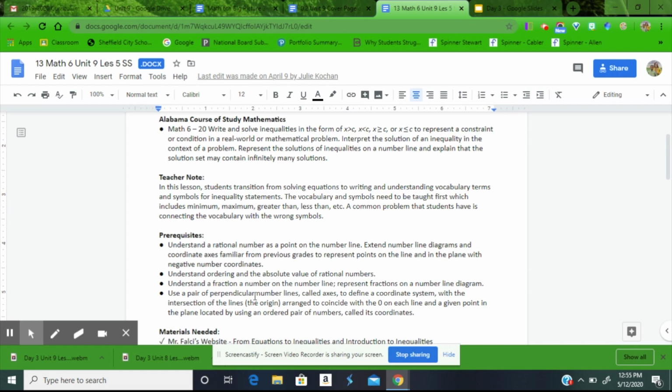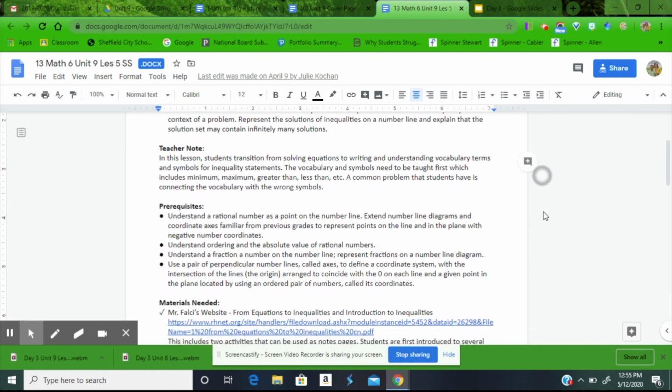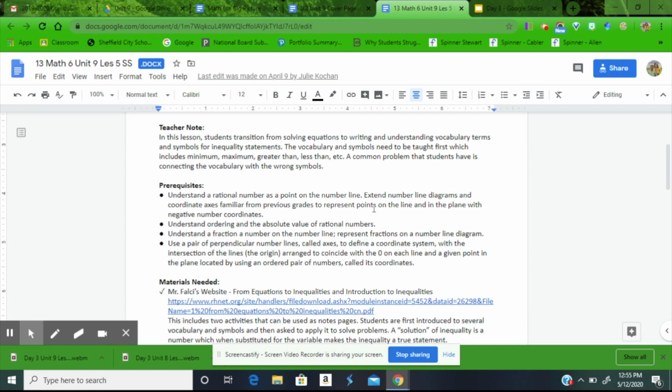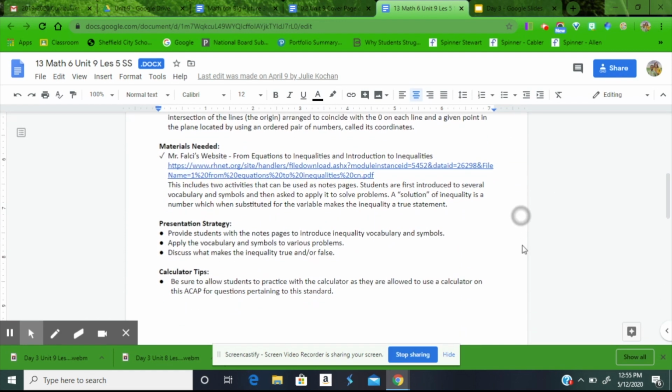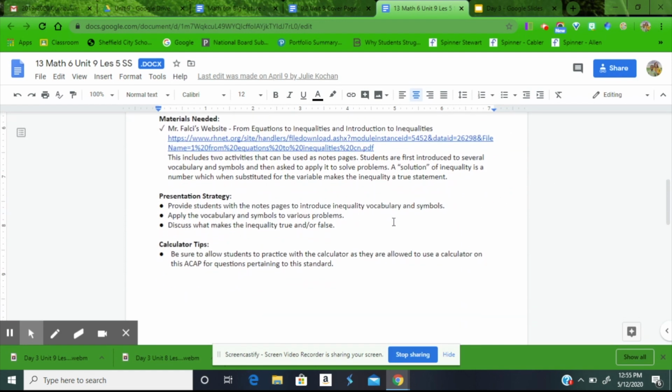So here you'll see the prerequisites. Again, if they are struggling with any of this, make sure you're pulling that into their bell ringers or their exit slips. Then we have our materials needed and our presentation strategy. We're going to work through this in training today. You're going to have a notes page, and that's going to be introducing you and the students to the inequality vocabulary and the symbols.